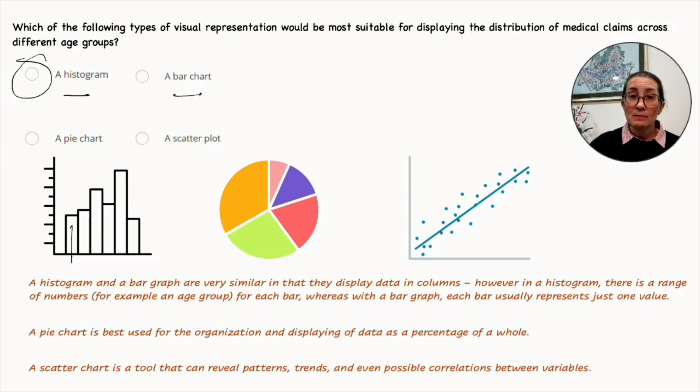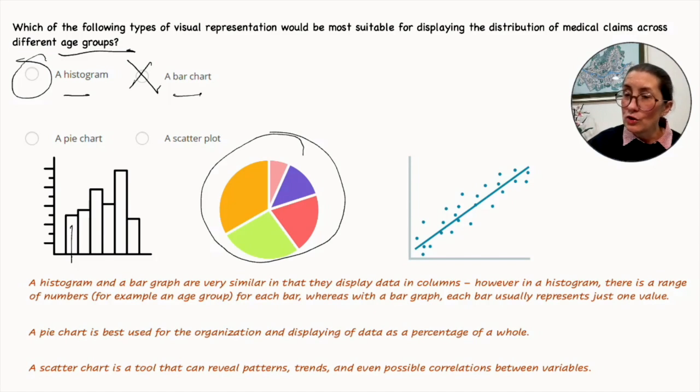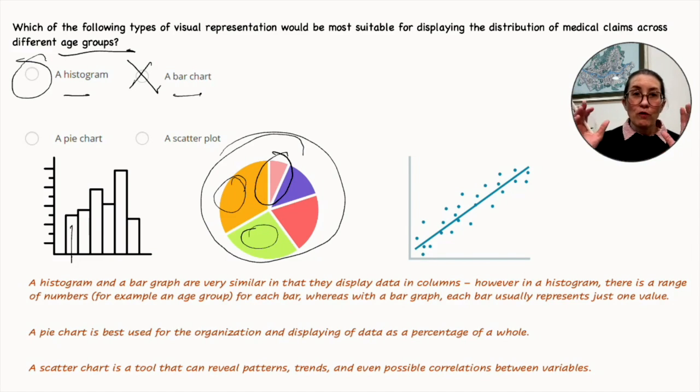So a histogram, because it represents different ranges of values, it would be very good for displaying age groups. So it's very possibly the correct answer here, and a bar chart is definitely not. But let's keep going because it might be something else. Now, a pie chart is really good for organizing and displaying data as a percentage of a whole. So the circle is the whole, and each piece of the circle represents one specific thing. And you can very easily identify the smallest or the largest, or if two pieces are the same, it's very easy to identify. But it's not going to work for displaying a distribution of medical claims across different age groups. So let's eliminate that one as well.